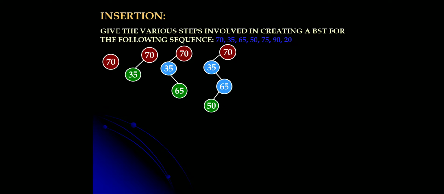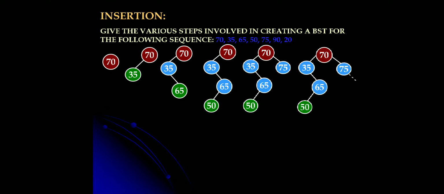Next information is 75. Compare it with 70. Since 75 is greater than 70, we attach 75 as the right child of the root node. That's what we have done. And the next information is 90. Compare 90 with 70. 90 is greater than 70, go to the right subtree. 90 is greater than 75, so attach 90 as the right child of node 75. That's what we have done.